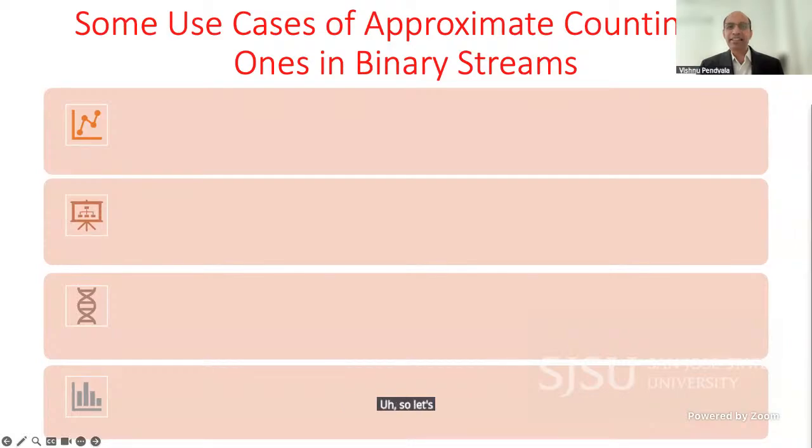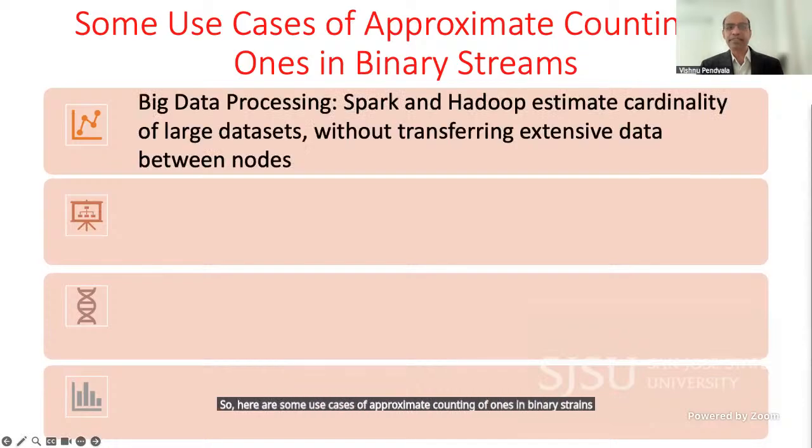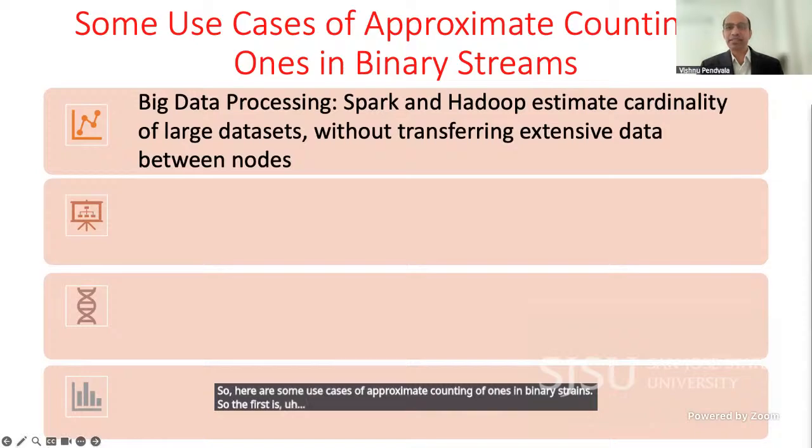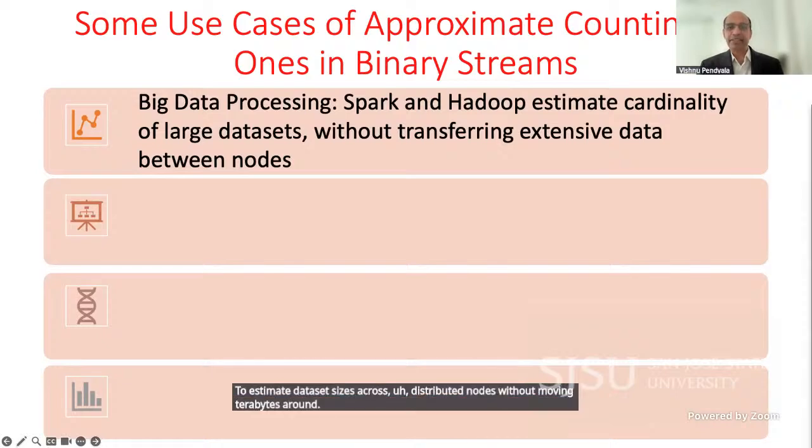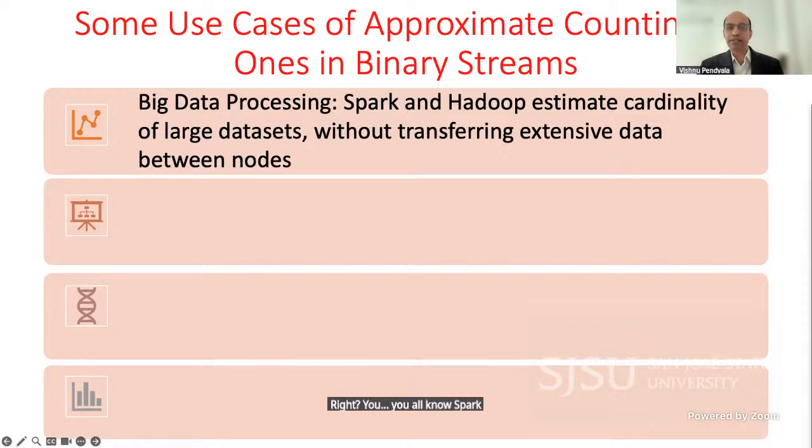So let's connect the theory to practice. Here are some use cases of approximate counting of ones in binary strings. The first is in big data processing. Systems like Spark and Hadoop use these approximations to estimate dataset sizes across distributed nodes without moving terabytes around, right? You all know Spark and Hadoop, I hope. These tools do distributed computing with terabytes or even petabytes of data sets.